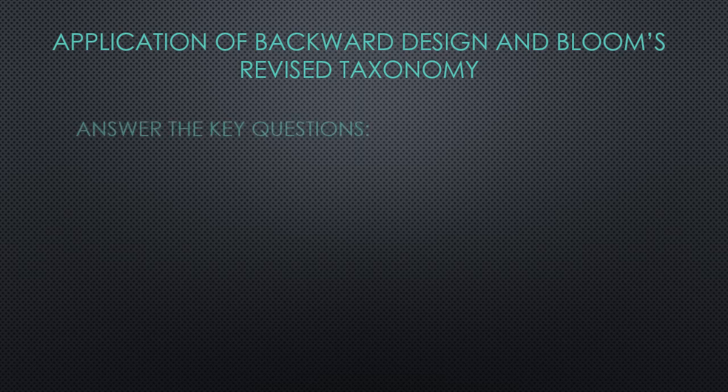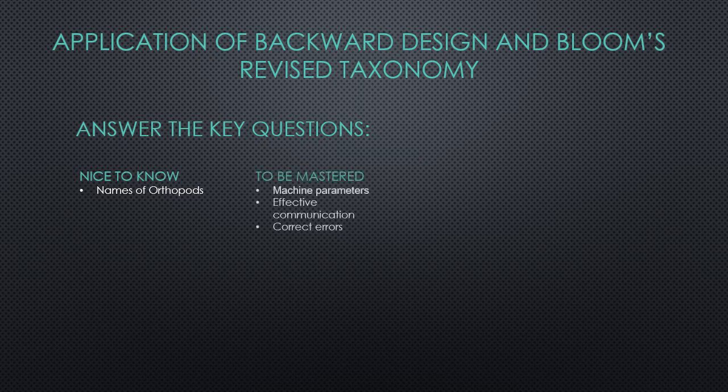Starting with the backward design model, the first question I ask is, what info is worth being familiar with? This represents the most basic level of information, and the answer is the names of our orthopedic providers. This is a nice-to-know tidbit, as each order form identifies the ordering department, so even if the tech can't recall the names of specific orthopods, they will be able to see that the ortho department is involved.